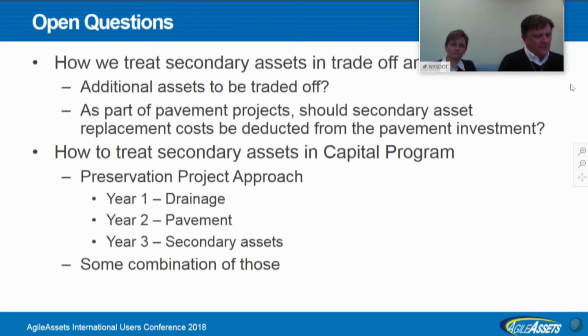But we still have some open questions that we need to answer. How are we going to treat secondary assets? How are we going to treat them in trade-off analysis? Are they additional assets to be traded off? That seems like a significant effort, but we also need to determine if they're handled as assets to be traded off program level or project level.